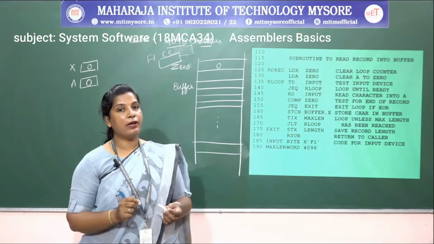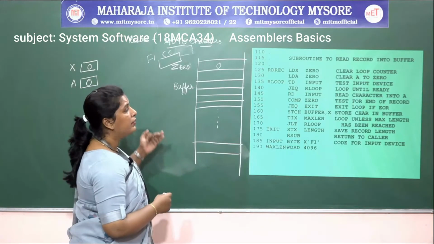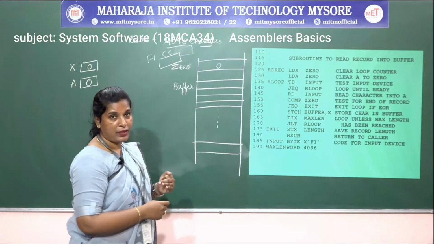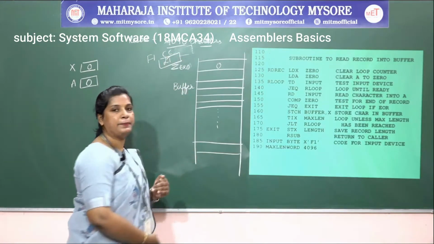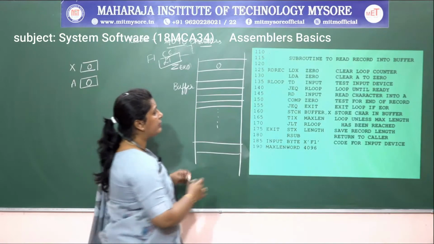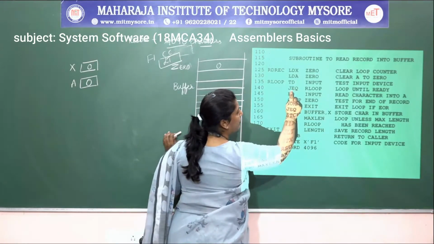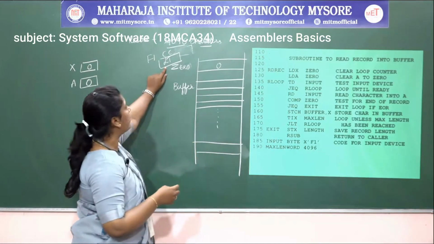If it is equal, the device is not ready. So in this case, test device, let us assume that the device is ready at that time. So it is going to set the conditional code flag bit as less than. If it is less than, then it is going to check JEQ, jump equal. If it is equal, it is going to check that conditional code flag bit here.